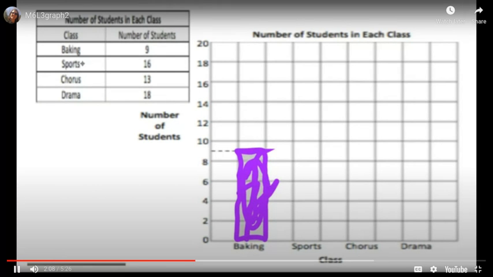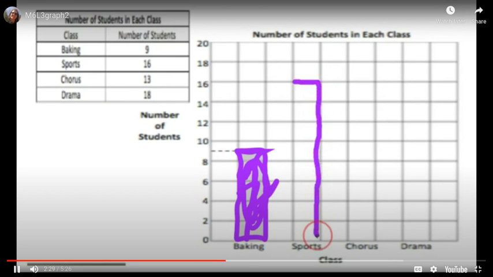Now let's look at the next one, sports. 16 students are in the sports class. So I'm going to climb up my vertical line over to 16, and then I'm going to draw an imaginary line until I get to the sports column. And that's where I'm going to color in my sports graph.